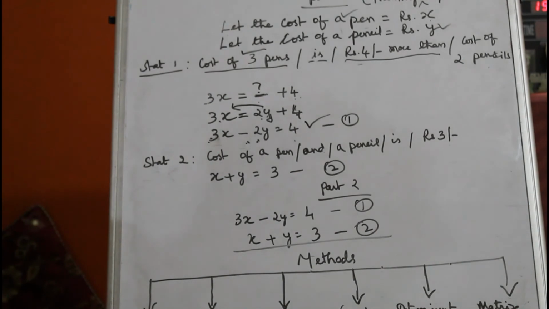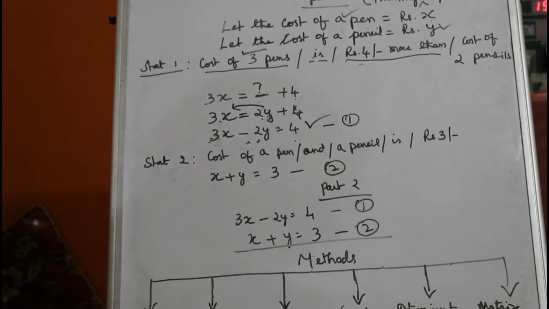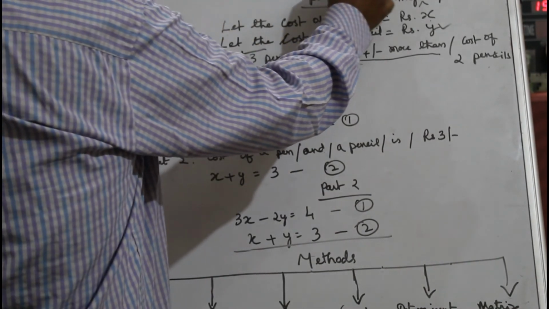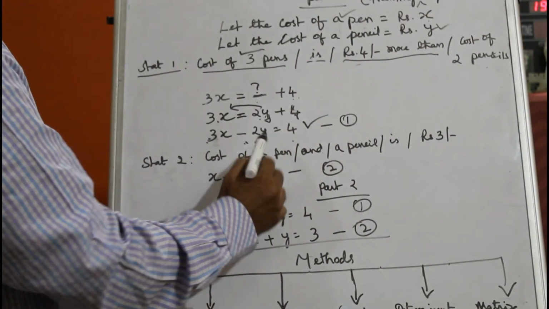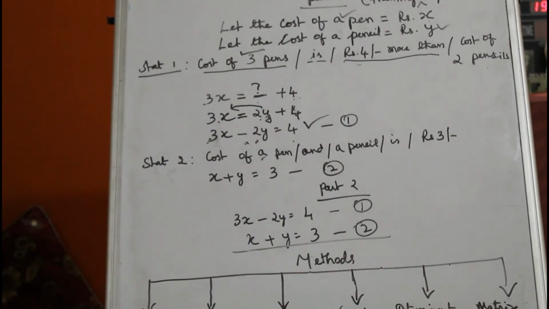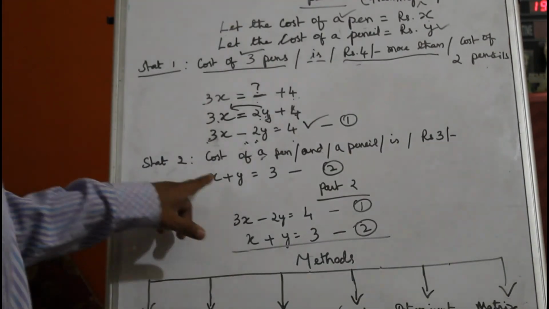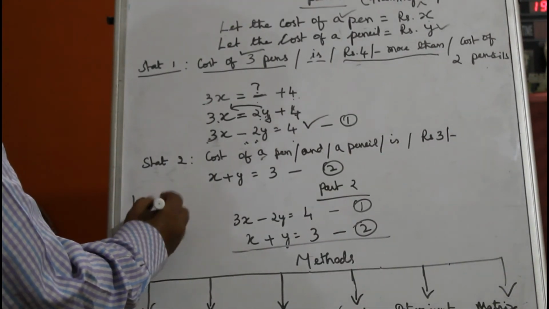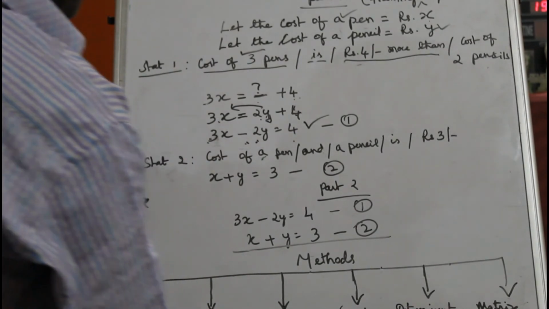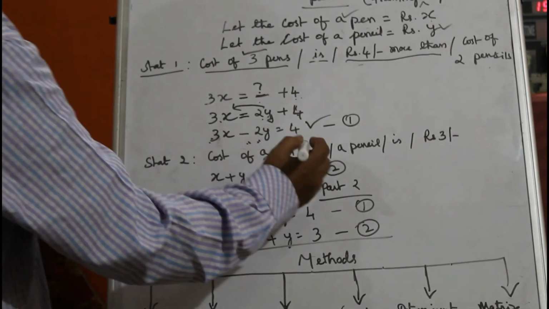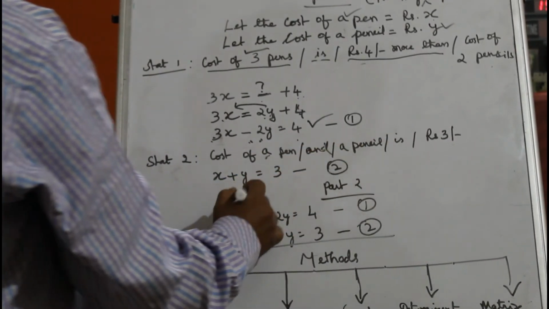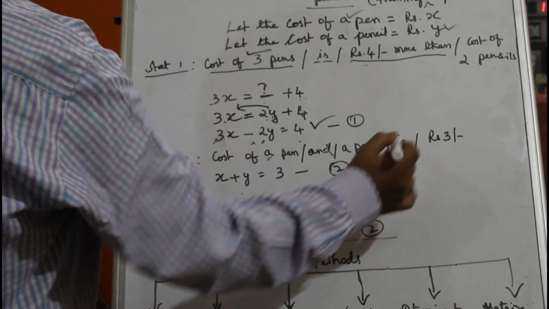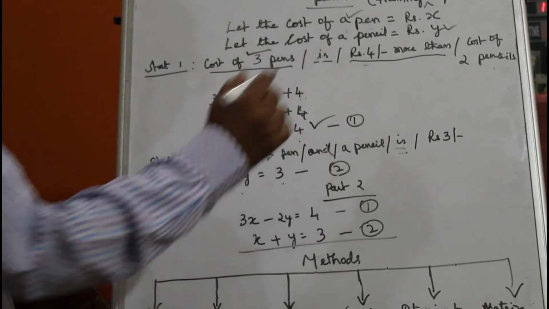This is statement number 1, but you're lucky. The statement 2 is very easy. Also the cost of a pen and a pencil. So a means 1. So 1 pen is nothing but X rupees. If you want to put 1X, but X is enough. So cost of a pen, and means you must put a plus. A pencil means Y. This means is equal to rupees 3. This is equation number 2.